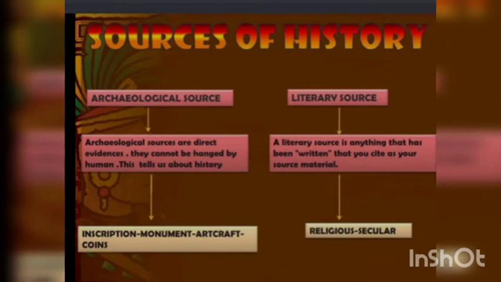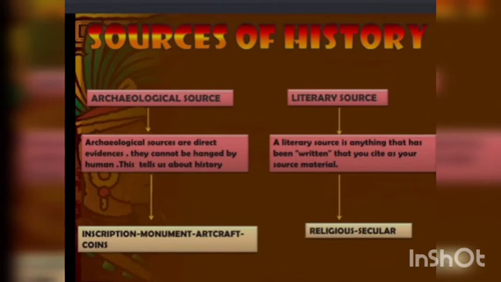See about archaeological sources. Archaeological sources are the direct evidence. They cannot be changed by humans. This tells us about which one? This tells us about history. The inscriptions, monuments, coins. Those things come under which one? Come under monuments. Then travelogues, chronicles, autobiographies and biographies. These things come under literary sources.